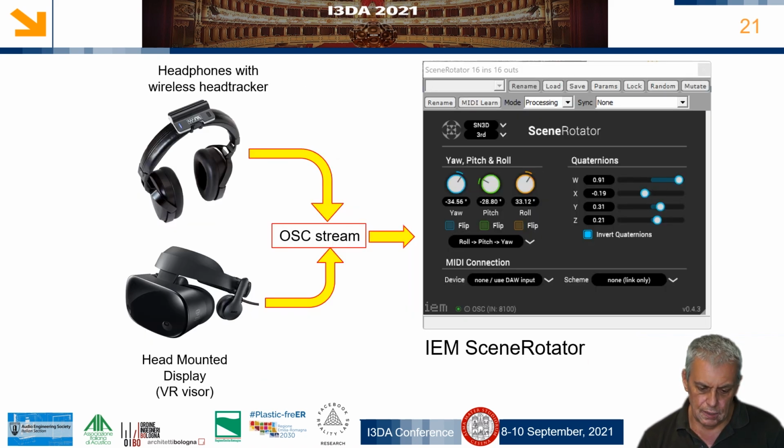Regarding head tracking, we can use the head-mounted display, virtual reality system as shown before, but you can also use a normal pair of headphones, employing a discrete head tracker attached over the headphones. In both cases, you get OSC data providing the attitude information to the chain rotator plugin.